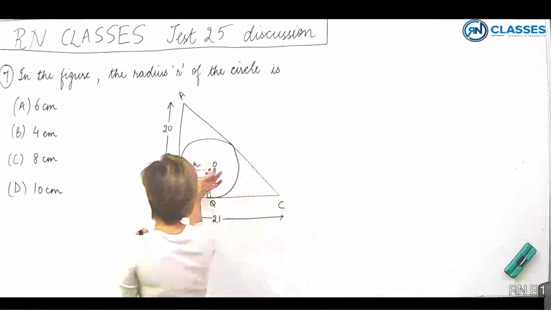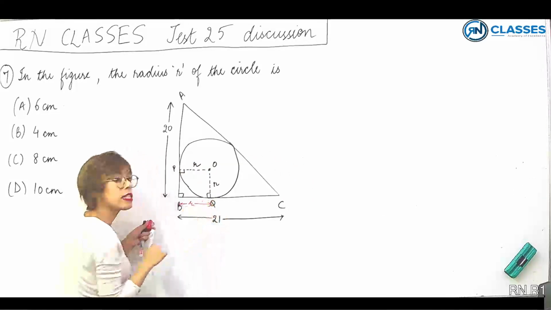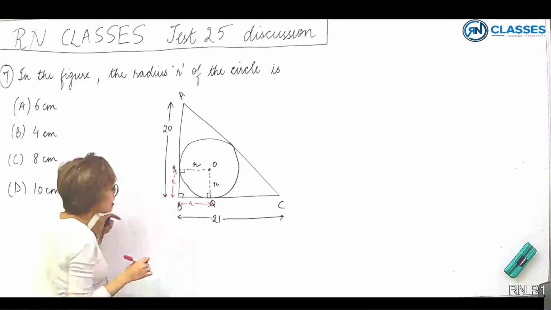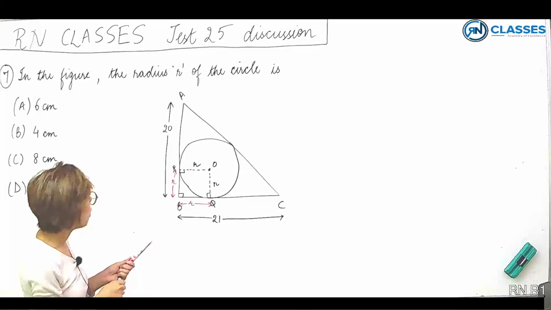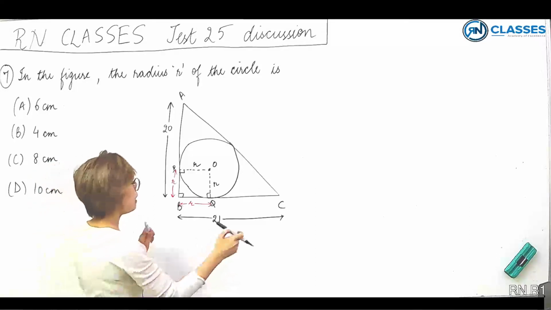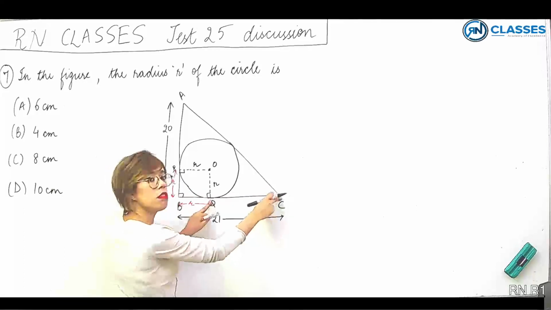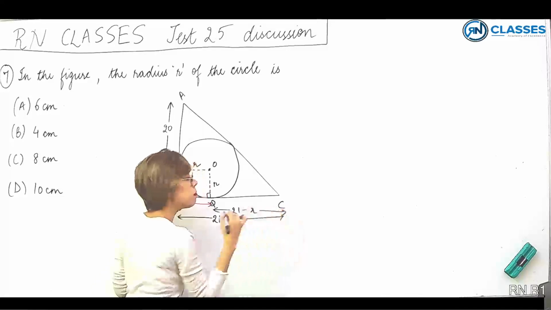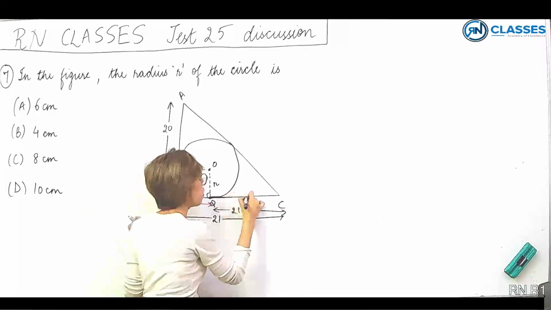So if this is R, this will also be R, right? And this will also be R, right? Somehow I need to find an equation in R. Now let's see, what do I know? I know the entire length is 21, right? Now if this is R, this is what? This is nothing but 21 minus R. Right? You'll be like, ma'am, how will I use this length?